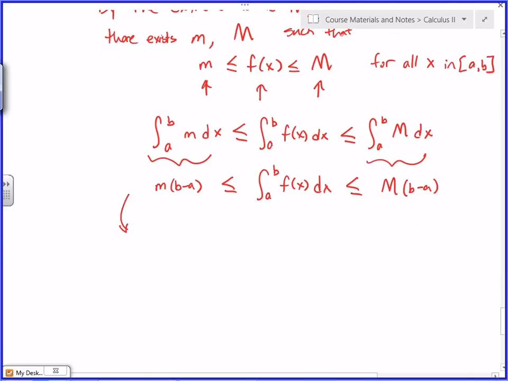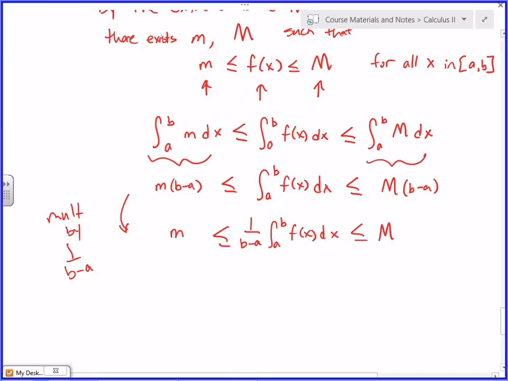Then what I do here is multiply by 1 over (b minus a) all the way through. So I have little m is less than or equal to 1 over (b minus a) times the integral from a to b of f of x dx, which is less than or equal to capital M. This is now the average value.